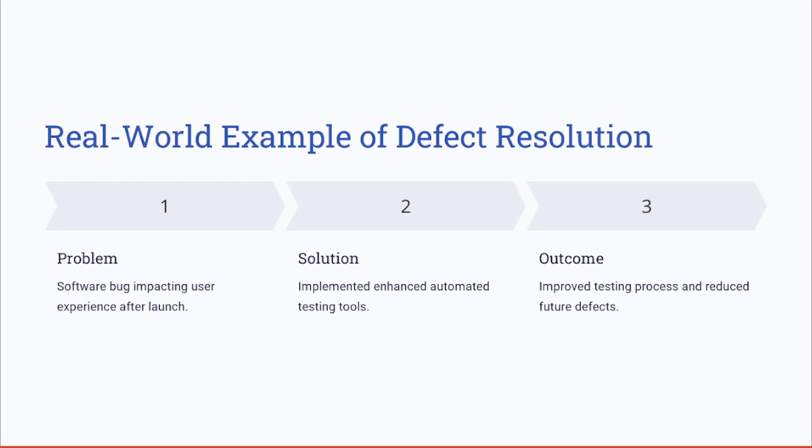Now let's look at one of these real-world examples when dealing with a defect resolution. We have, let's say, a software development project where a critical bug was discovered and it has disrupted the user experience after the product launch. So now we are dealing with a situation where a bug was discovered in a deployed software.